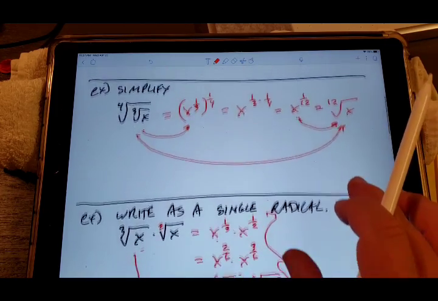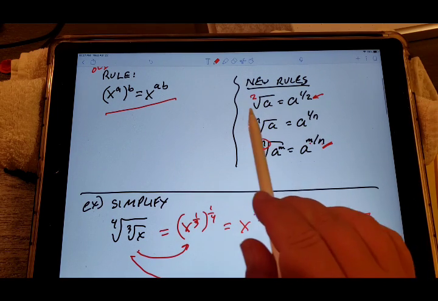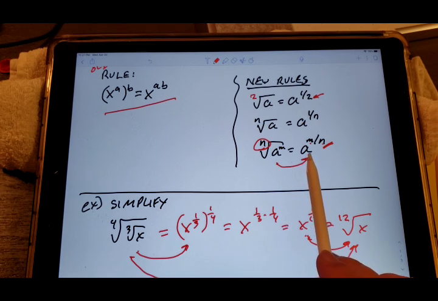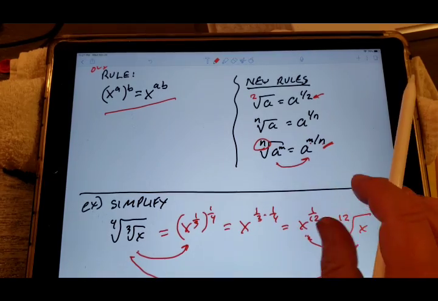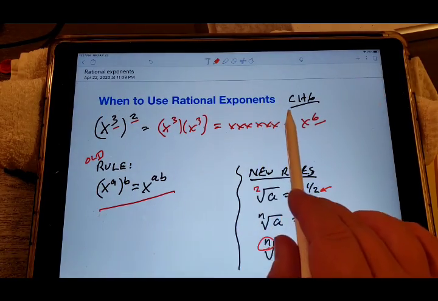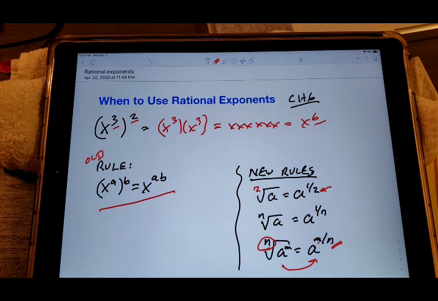So let me roll back here. These conversions sometimes pay a huge dividend. You can't do much with a problem. Change it into its rational exponent, and then you can. All right. So that is when to use rational exponents as part of chapter 6.